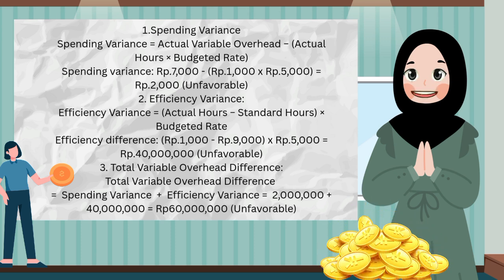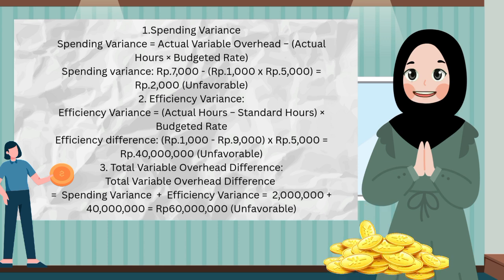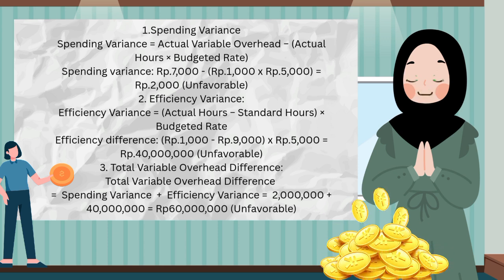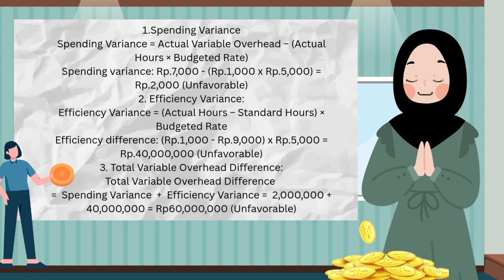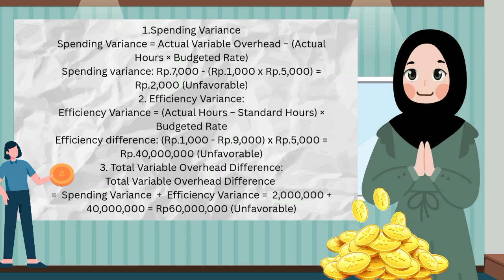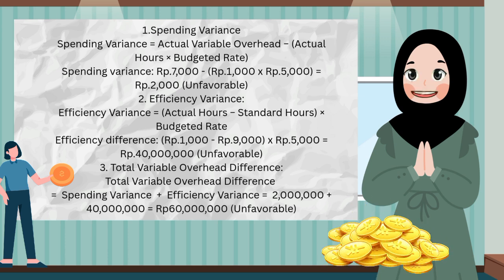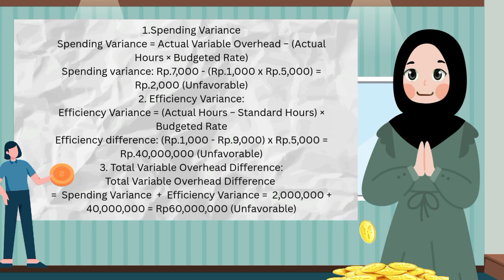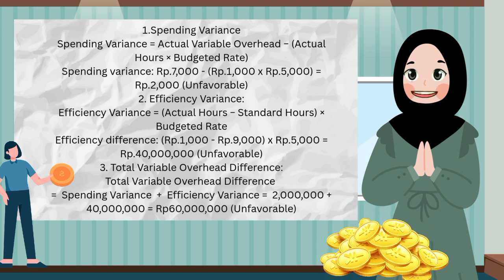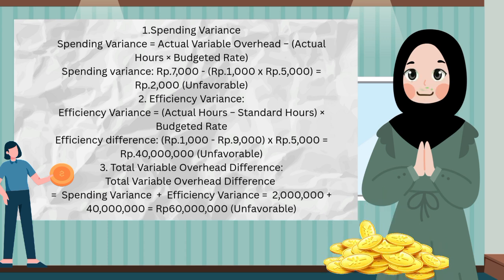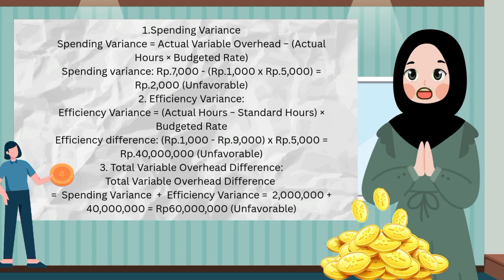So the third is total variable overhead difference. The formula for total variable overhead difference is spending variance plus efficiency variance. So the total variable overhead difference equals 20 million plus 5 million, which is 25 million rupiahs, unfavorable. So for the analysis, the total variable overhead difference is unfavorable or a loss, which means there are inefficiencies and overspending in March.